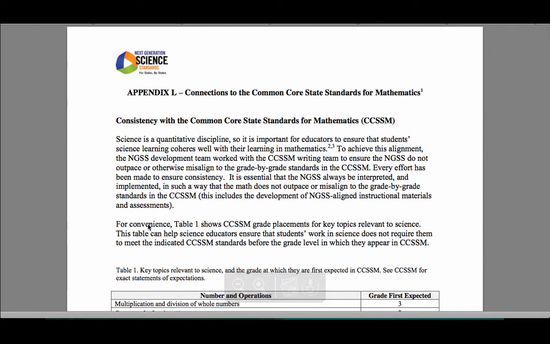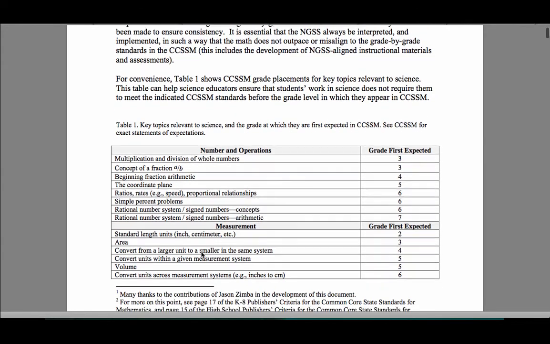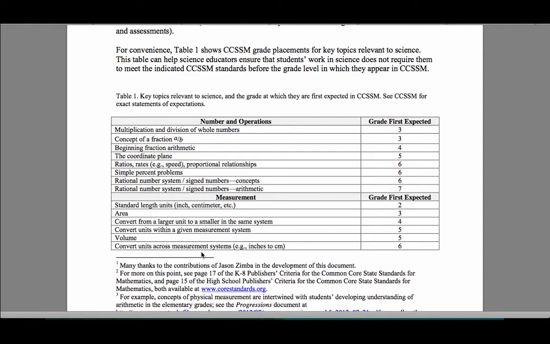Now that you have clicked on the Appendix L link, a PDF of the Next Generation Science Standards Appendix L, Connections to the Common Core State Standards for Mathematics, should come up. As it states in this document, science is a quantitative discipline, so it is important for educators to ensure that students' science learning coheres well with their learning in mathematics. The goal of Appendix L is to provide an accurate timeline connection for teachers to bring mathematical practices into the science curriculum. If you scroll down this page, you'll notice a table at the bottom of page 1.